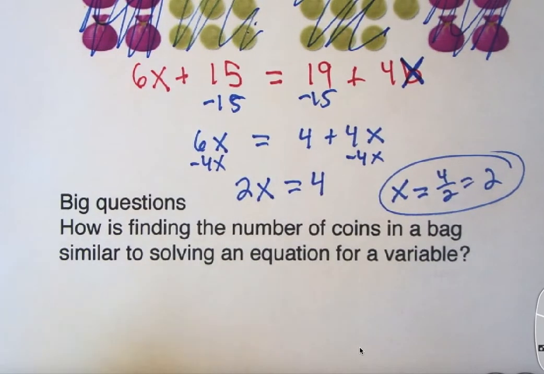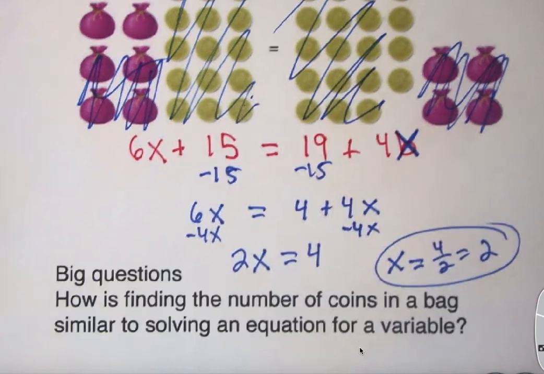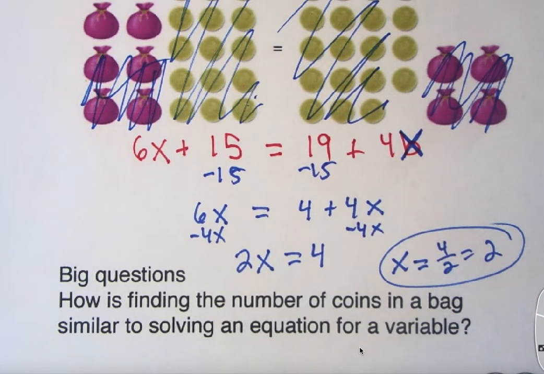So, big question is, how is finding the number of coins in a bag similar to solving an equation for a variable? Well, I would say it's basically the same thing, right? You're undoing what you can from both sides, taking coins, or numbers from numbers, variables from each side, or bags from each side. And we'll find our way down to our answer.